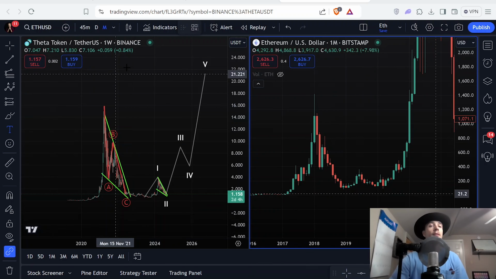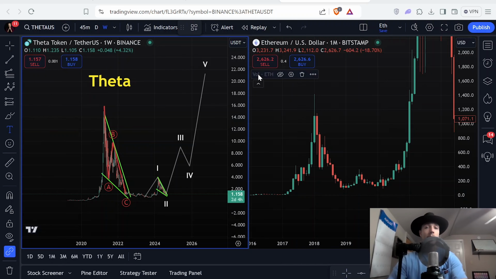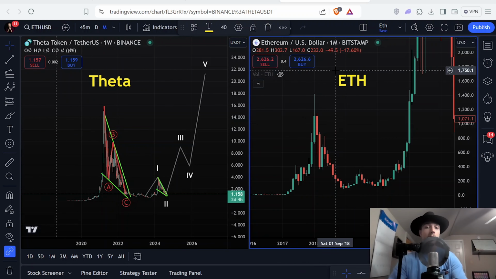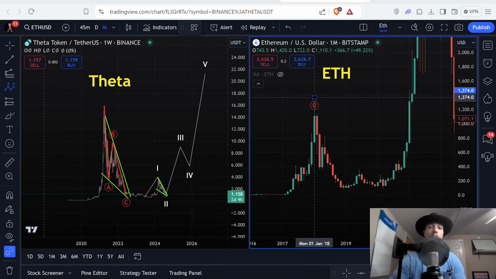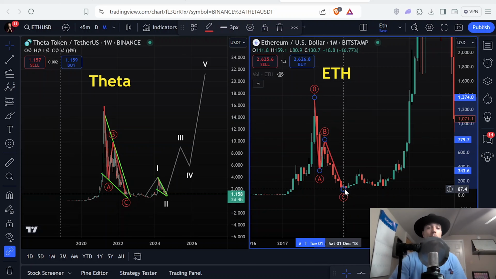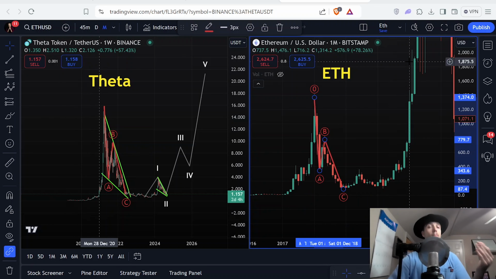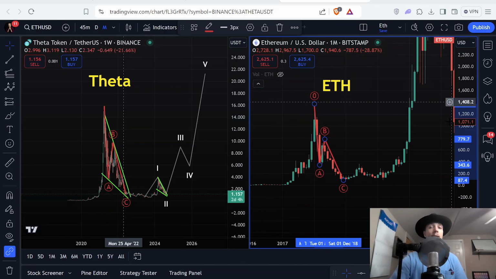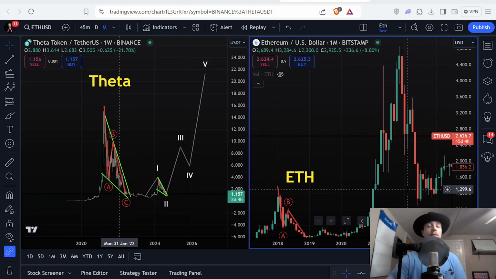So over here on the left, we have Theta token, and over here on the right, we have Ethereum. And it's the exact same ABC correction, the exact same violent correction on the downside with sideways consolidation in the middle before a big vertical breakout to a new all-time high. Now, Ethereum did not go up forever. It broke out and then had a big correction.